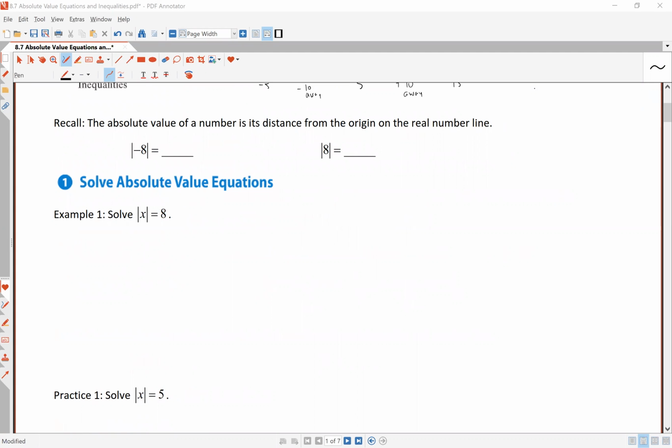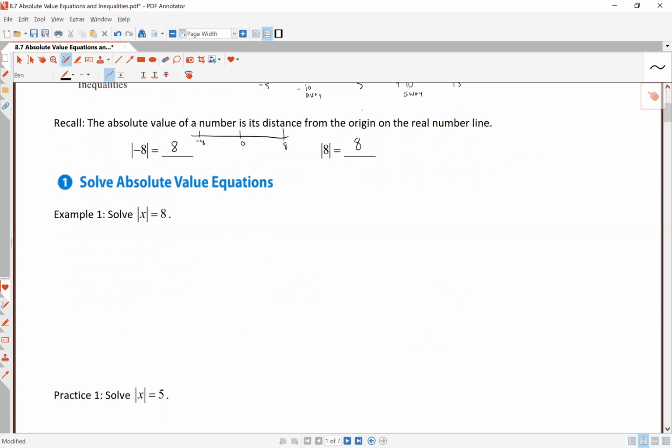So when we're looking at the absolute value of -8, we're asking how far it is from 0. And that distance is 8. Whereas the distance from 8 to 0 is 8. So the absolute value of -8 is 8, and the absolute value of 8 is also 8.